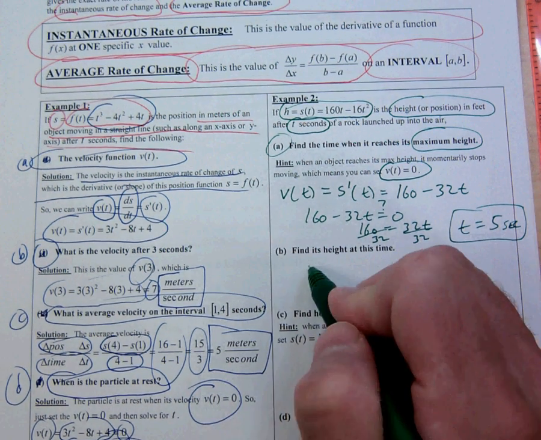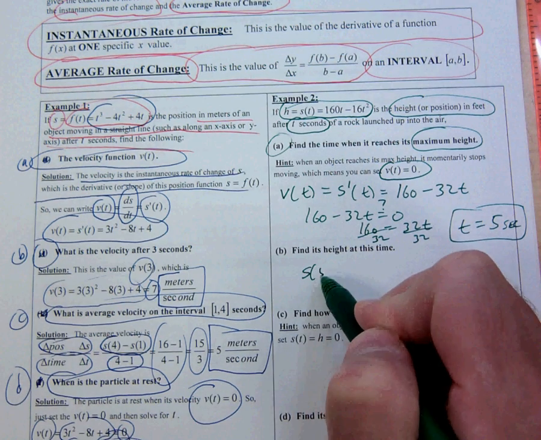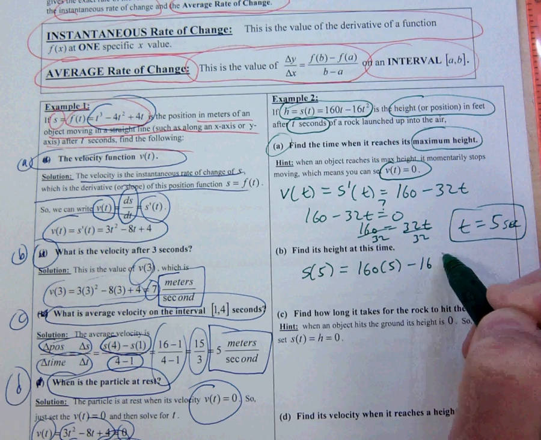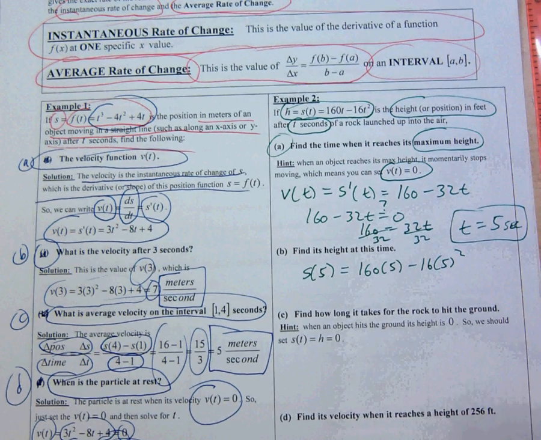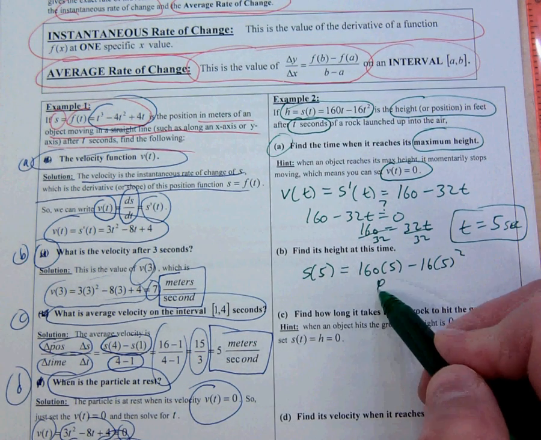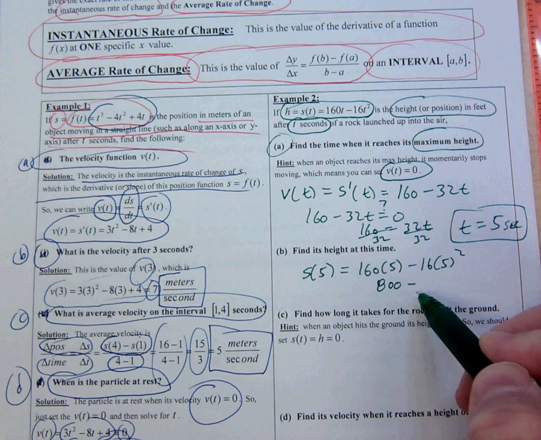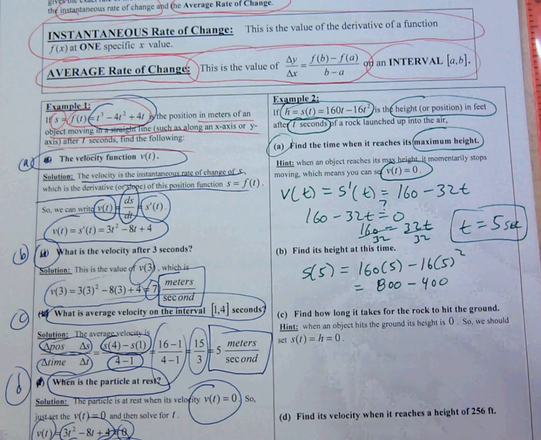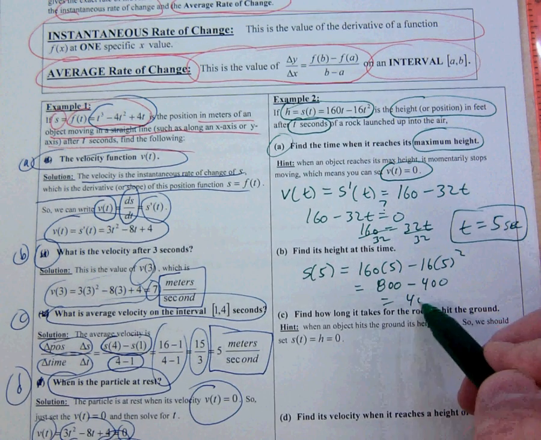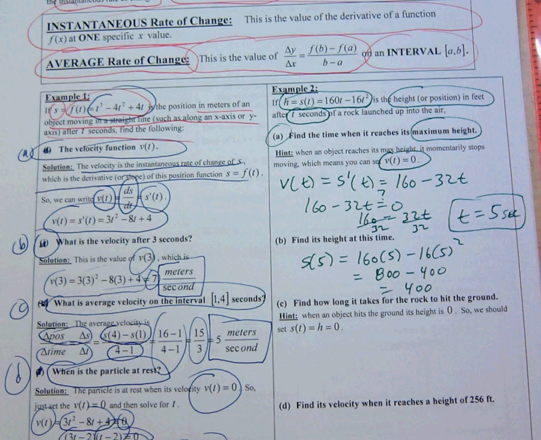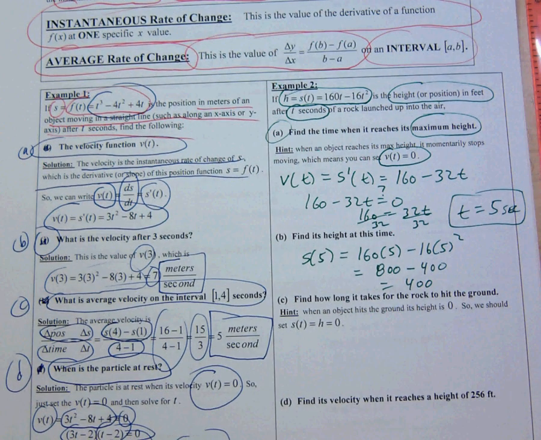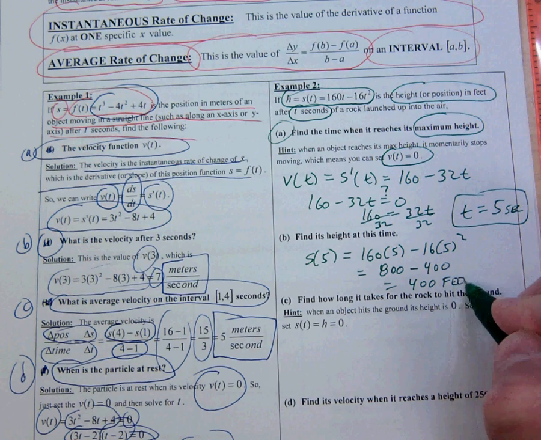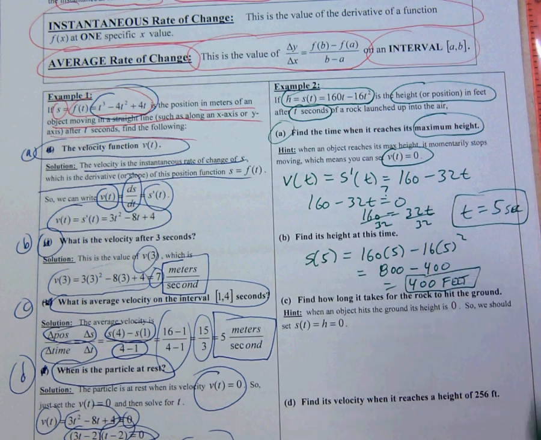So basically I'm asking to find s of 5 here. Doing the math, this is 800 minus 400, which equals 400. Now wait, this is position, so what's the unit? Feet.